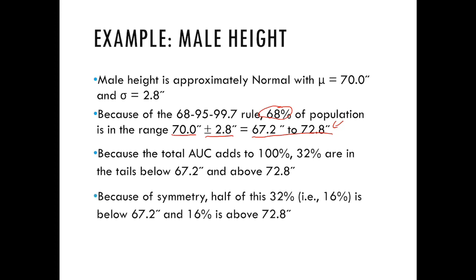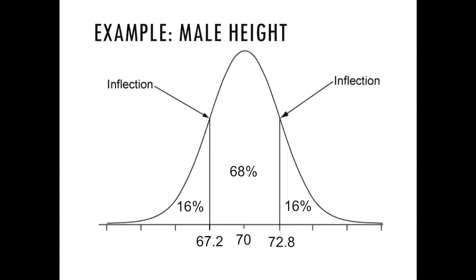Because of the symmetry, half of the 32, 16%, is below the 67.2, and 16% is above 72.8. That's what we're shown here, right? So we had a mean of 70, plus or minus 1 standard deviation unit of 2.8 inches, and 1 standard deviation will encompass 68% under the curve. So that is this whole area in here.